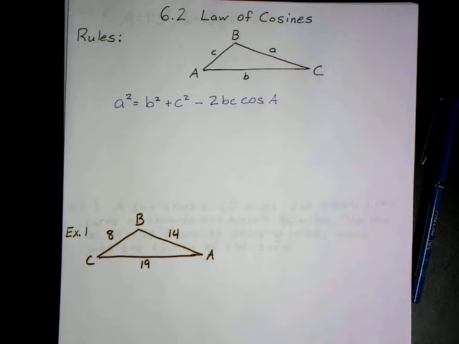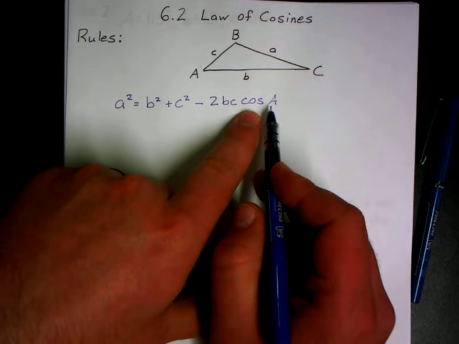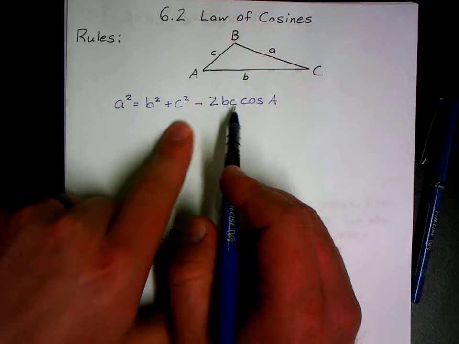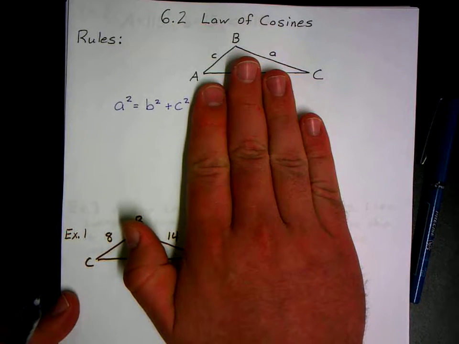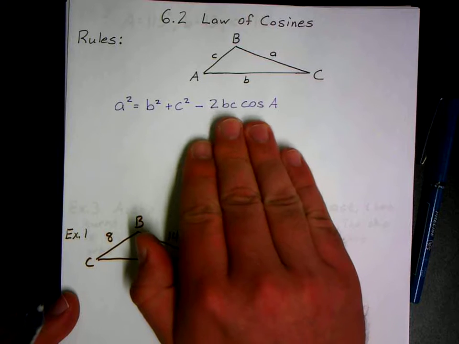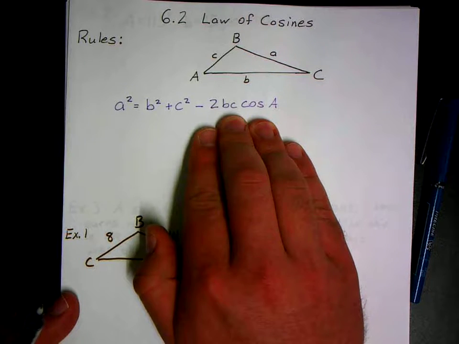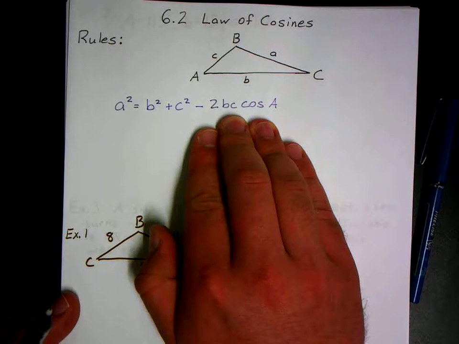You write everything in this 1 rule, then if you're solving for cosine of A, you use your algebra to move the other numbers to the other side. How do you know where to put the letters? This is pretty much the Pythagorean theorem with an adjustment for it not being a right triangle.